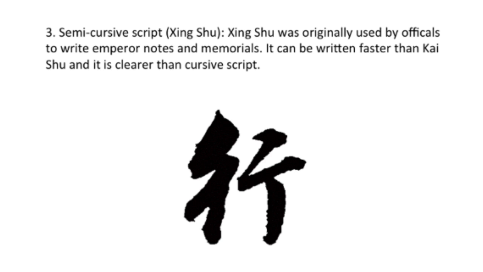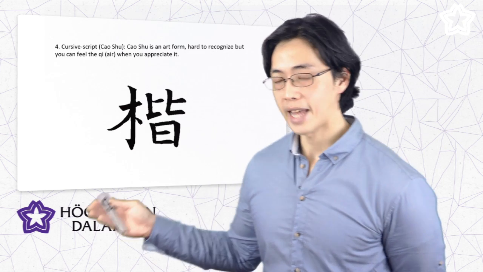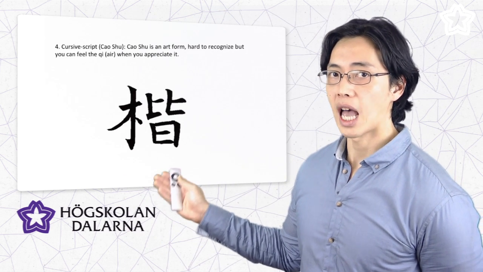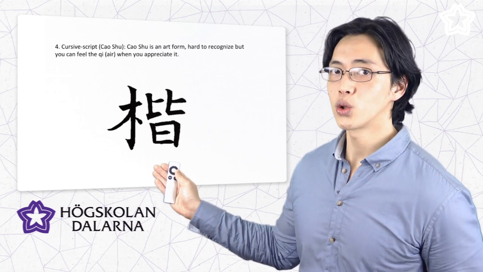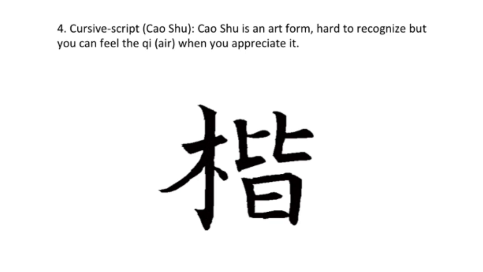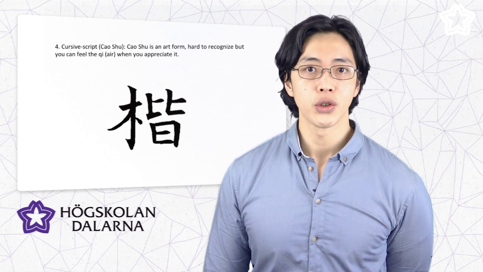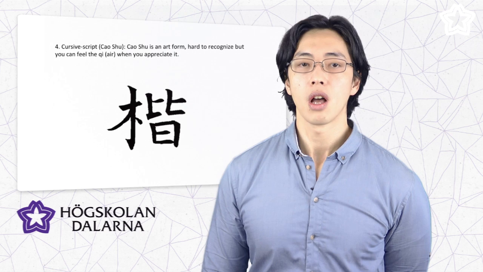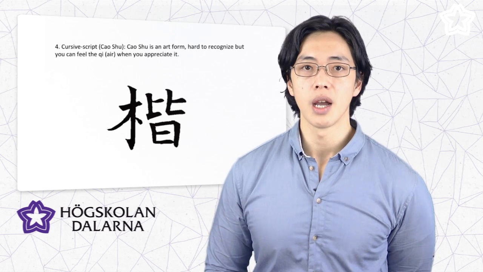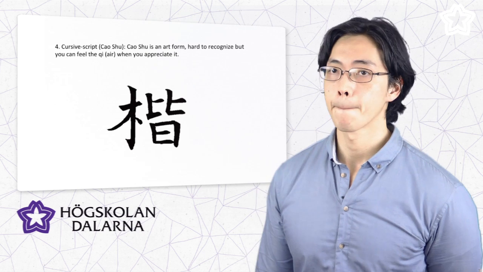It can be written faster than Kai Shu, and it is also clearer than cursive script, which is the next one. Cursive script, 草书. You can see here. 草书 is an art form. It is hard to recognize, but you can feel the qi, the air, through all the Chinese characters. And these 5 different scripts actually were not invented chronologically. In some periods of time, they did coexist.